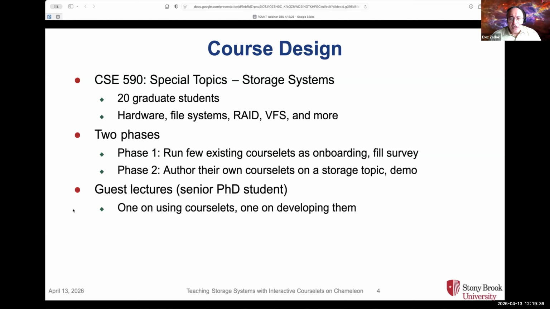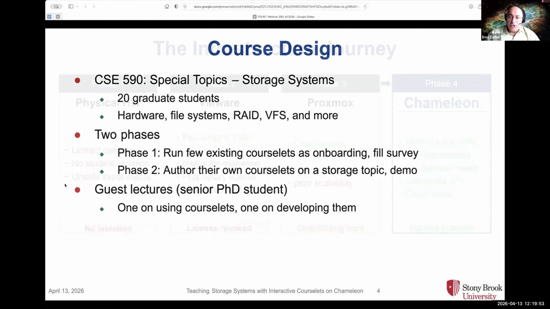Tyler also gave a couple of guest lectures to the students on how to use the courselets, how to develop them, the Chameleon environment, the notebooks, and how to initialize. So that was also very helpful as training.